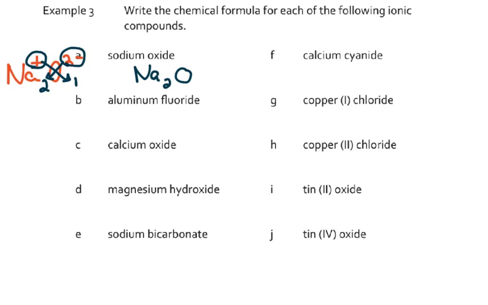Aluminum fluoride, take a look. Aluminum is Al3+. Fluoride comes from fluorine, F-. If we crisscross the charges, we will get Al1F3, but we don't put the 1, so AlF3.